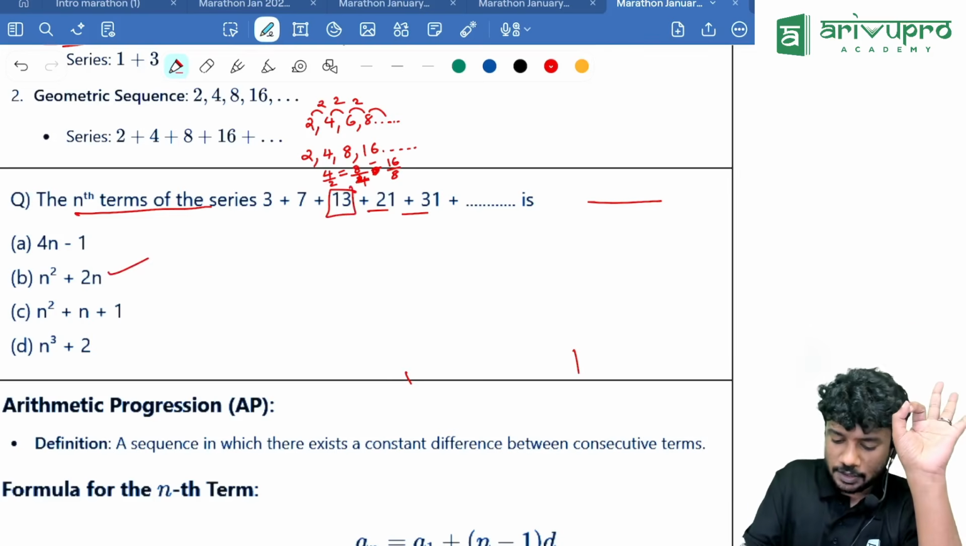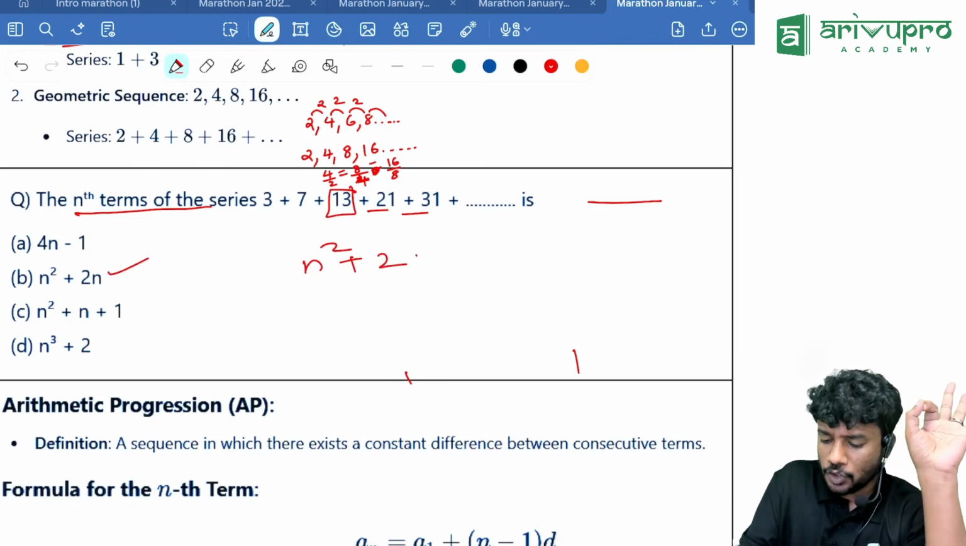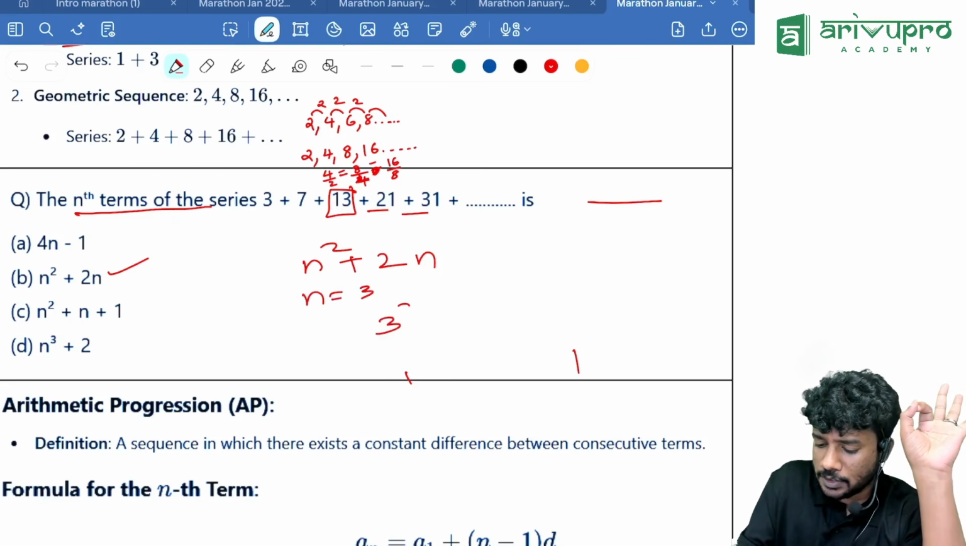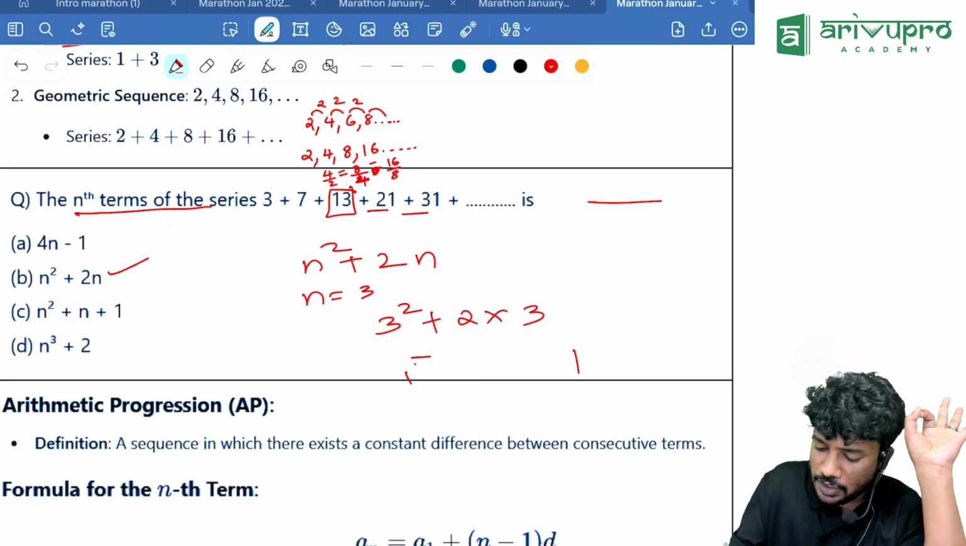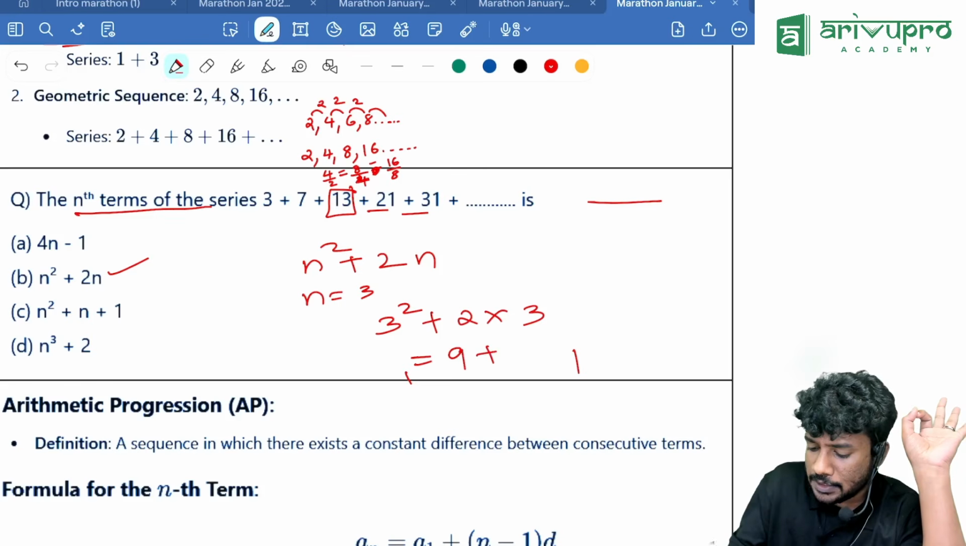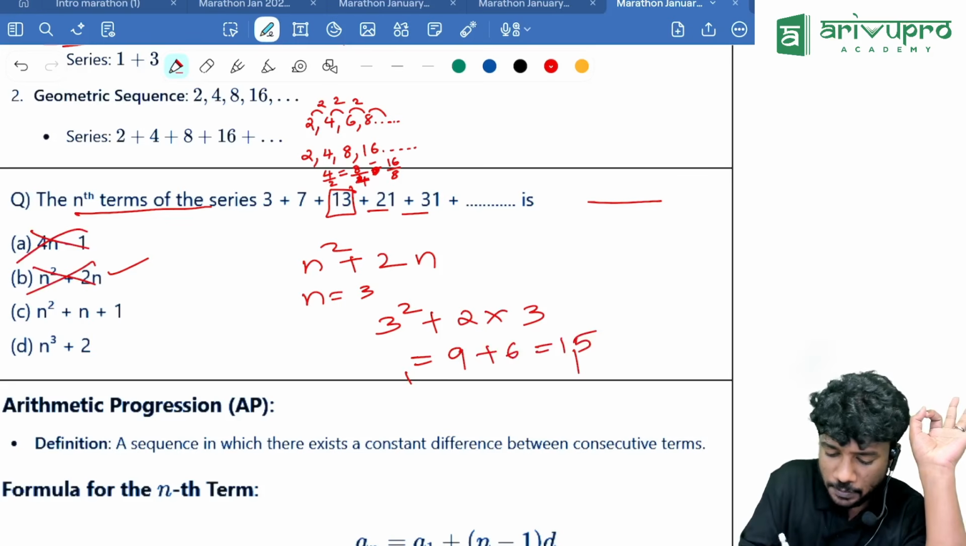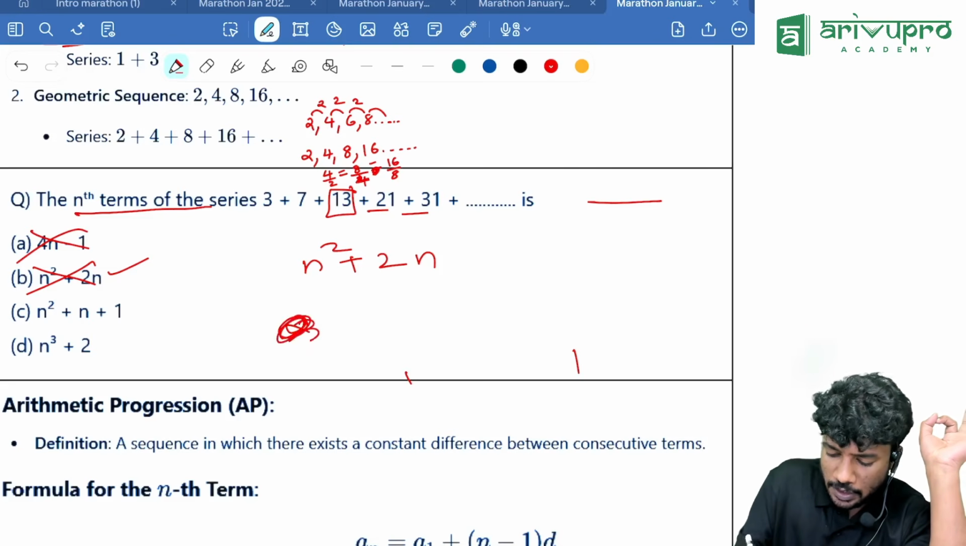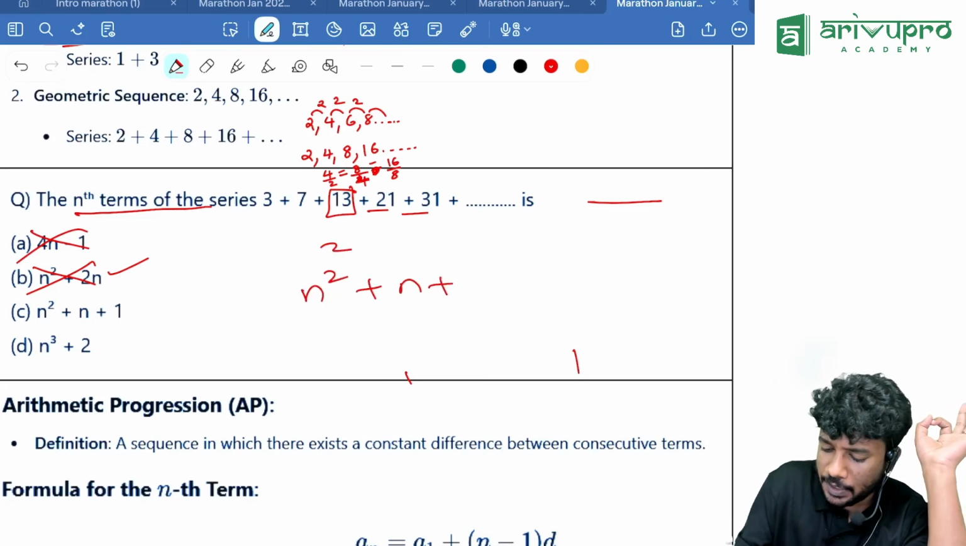Now, take the second formula, n square plus 2n. Second option. Put n is equal to 3. That means 3 square plus 2 into 3, which is equal to 9 plus 6, which is equal to 15. Is that our term? No. That means option A and option B are wrong. Try putting option C. That means n square plus n plus 1. Put n is equal to 3.